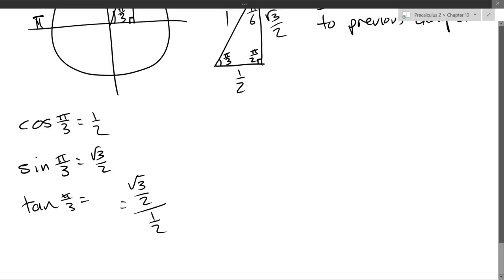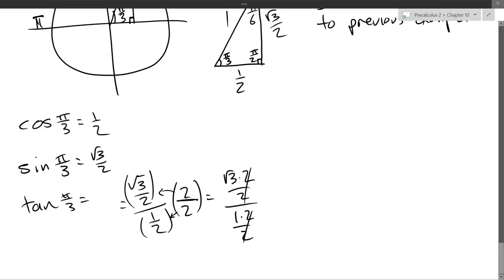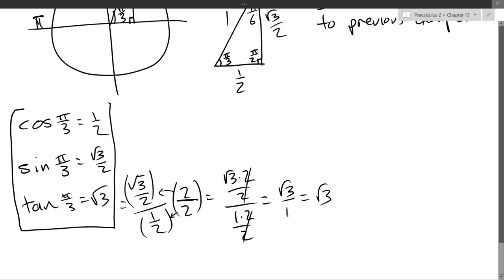That's probably how you've been taught to do this for a long time. There is another way you can get around this. I'm going to multiply by a special fraction. Why am I allowed to multiply by 2/2? Because it equals 1. So I multiply by 2/2. So this top 2 gets multiplied to here. The bottom 2 gets multiplied down there. So what happens here? We have square root 3 times 2/2 divided by 1 times 2/2. And we can easily cancel and get square root 3 over 1, which is square root 3. And there's our cosine, sine, and tangent.